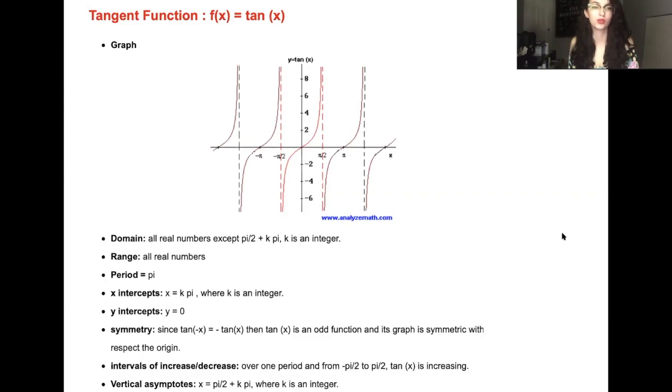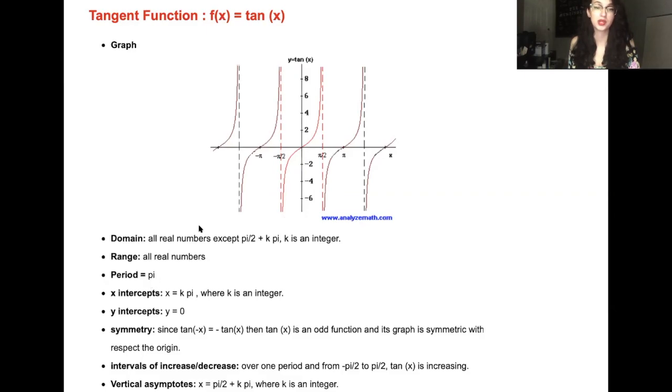So another important function for us to know from trigonometry is the tangent function. So we need to know that the tangent function's domain is all real numbers except pi over 2 plus k pi, where k is an integer. So we have these vertical asymptotes that occur every pi over 2 plus k pi. We need to keep that in mind when we're sketching a graph of the tangent function.